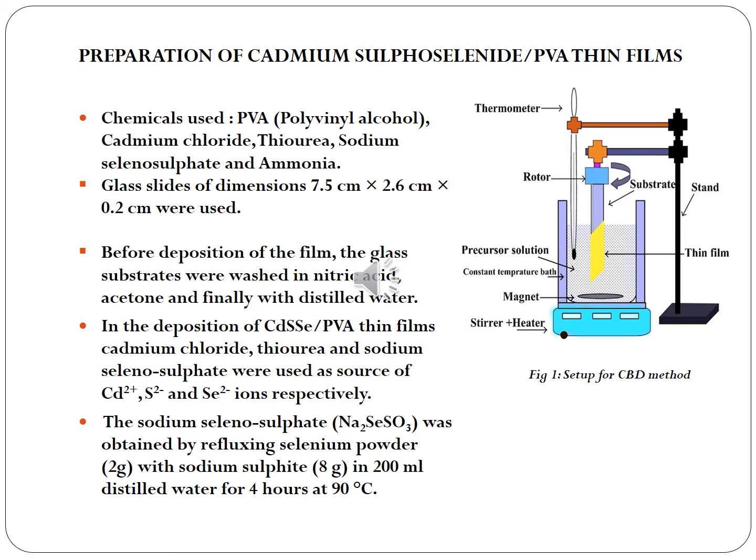In this deposition process of cadmium sulfoselenide PVA thin films, cadmium chloride, thiourea and sodium selenosulfate were used as a source of cadmium 2 positive, sulfur 2 negative and selenium 2 negative ions respectively. The sodium selenosulfate was obtained by refluxing selenium powder 2 gram with sodium sulfite 8 gram in 200 ml distilled water for 4 hours at 90 degrees Celsius.